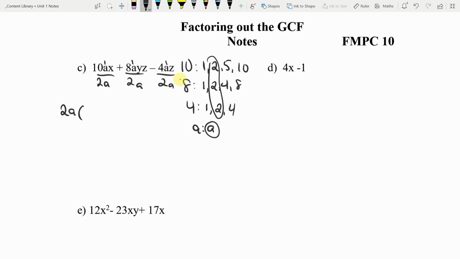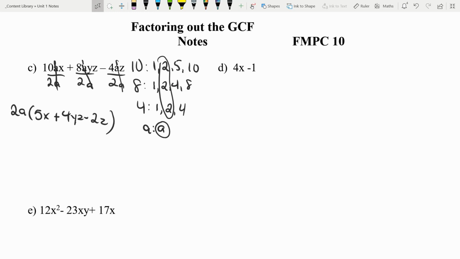What am I going to be left with? 10 divided by 2 is 5. My a's cancel. 8 divided by 2 is 4. My a's are going to cancel. I'm left with that yz. 2 a's are going to cancel, left with that z.